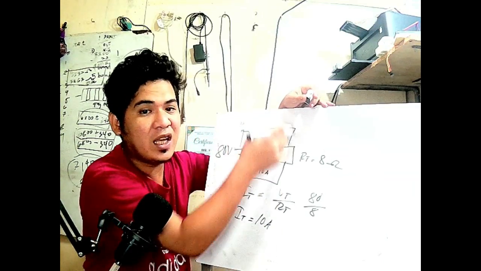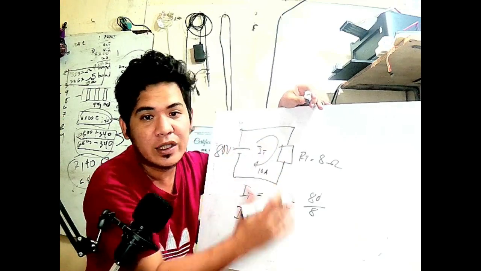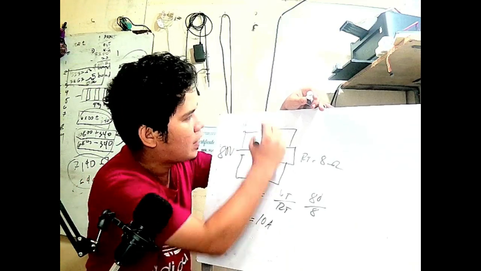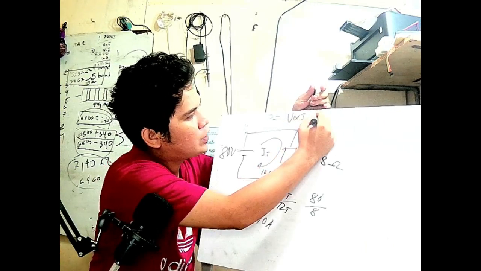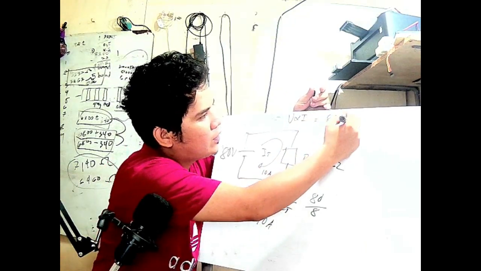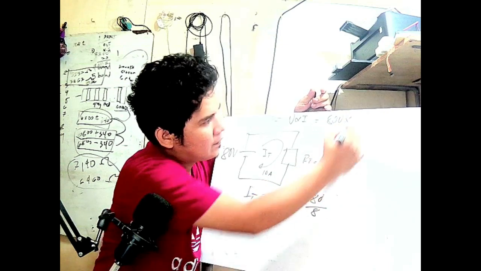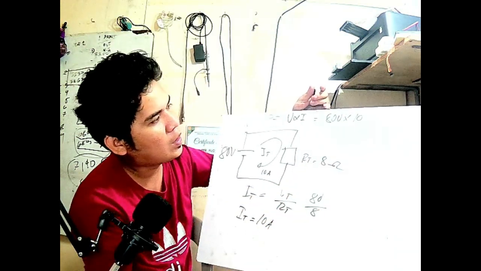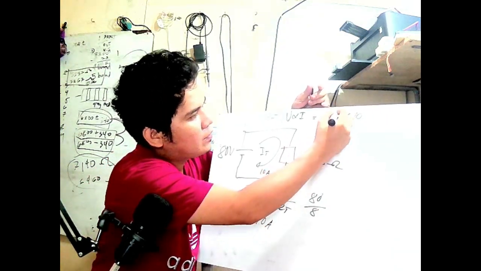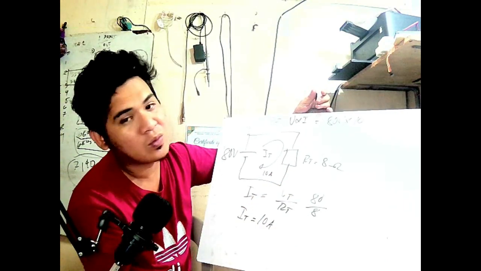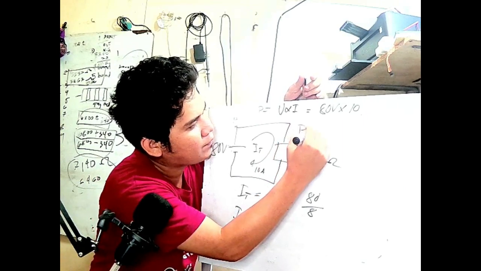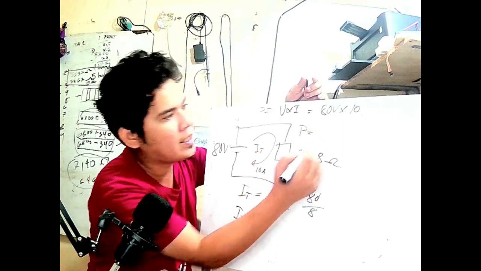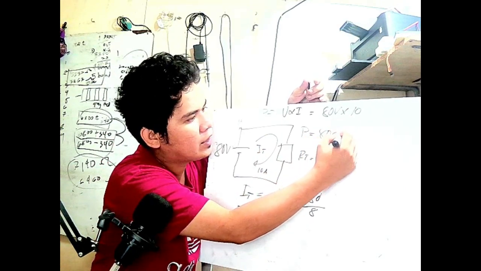Now we can calculate na yung total power na nagpo-flow dito. So alam natin yung ating power is equals to V times I, which means yung ating V is 80 volts times 80 volts times 10 amps. Yung ating total power ngayon is 80 times 10 is equals to 800 watts.